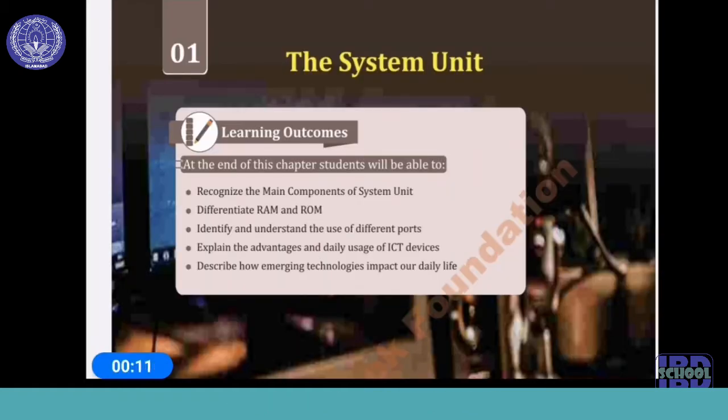Our first chapter is the system unit. In this chapter we will discuss main components of system unit, difference between RAM and ROM, use of different ports, daily usage of ICT devices, and impact of emerging technologies in our daily life.